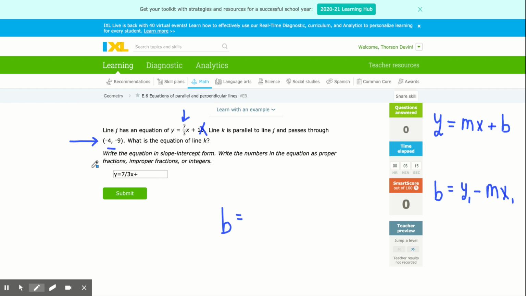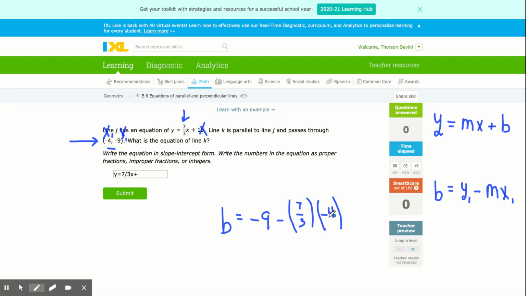we go through. So again, what I'm going to emphasize is this point right here is considered point x1, y1. So I'm going to take a -9, because that's my y value of the point that I go through, minus off my slope. What's my slope? My slope, I said, was 7/3. It's the same as the other equation. Times my x value for the point that they gave me, which is -4.